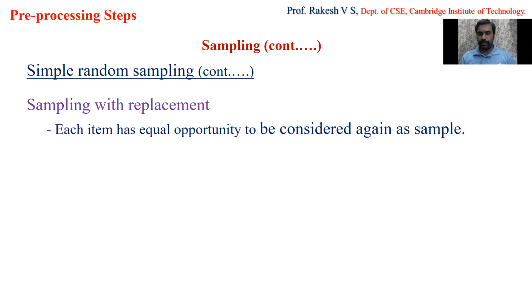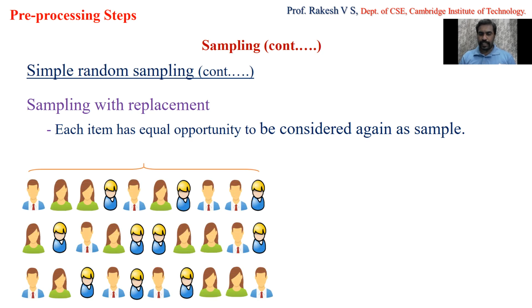Next, we have sampling with replacement. In this case, each item has an equal opportunity to be considered as a sample again and again. Say we have the same data set considered as an example. Also, as told earlier, since this is random sampling, first we are going to assign numbers to the data objects: 1, 2, 3, 4 and so on till 30, which means again here we have 30 data objects.